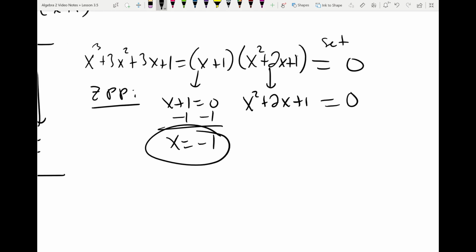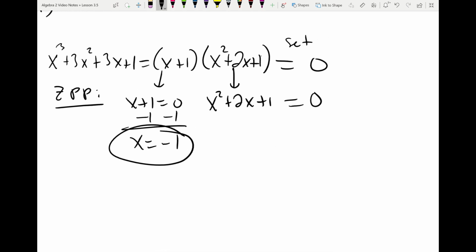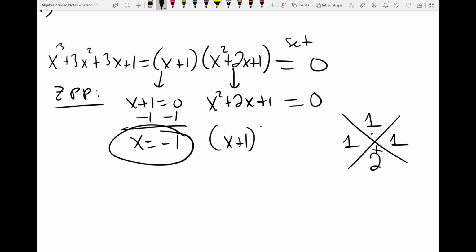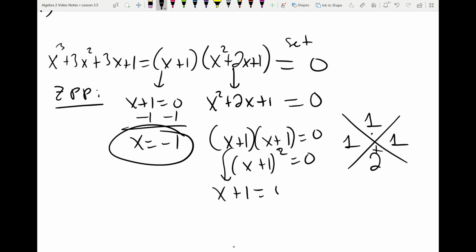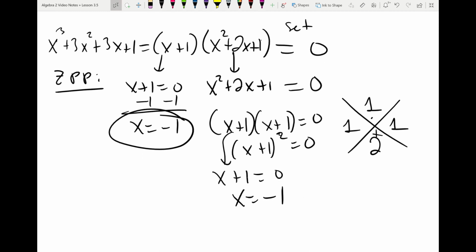This one we can actually factor. You can use the quadratic formula, or you could just factor. So we know that we need the factors of 1 to add up to 2, and that would be 1 and 1. So this would be x plus 1 times x plus 1, which is x plus 1 squared, by the way. So that means that if we set that equal to 0, x has to be negative 1. So again, we have a bunch of negative 1s here, right?